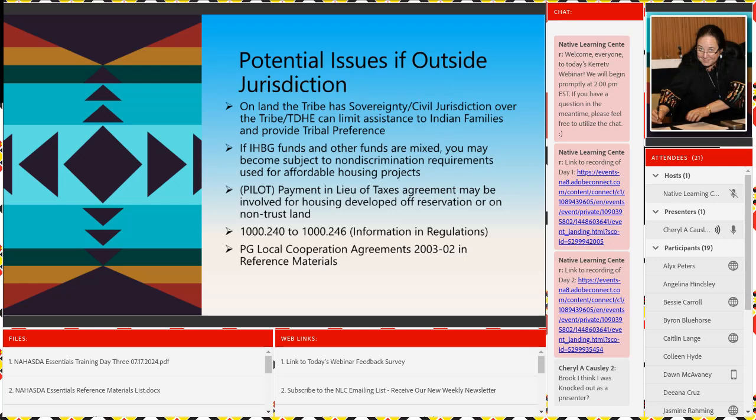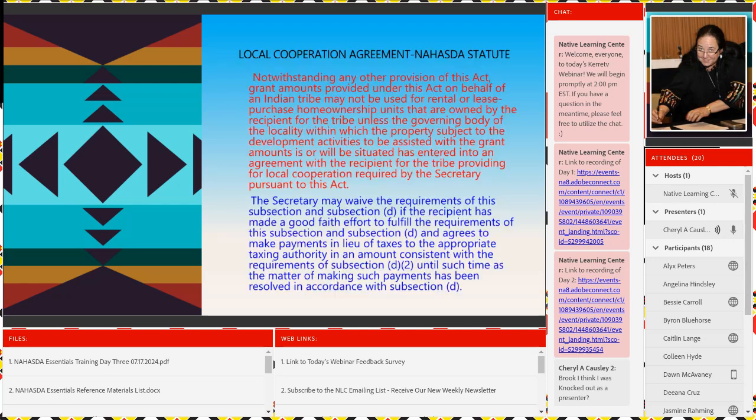So you can read about that in the regs at 240 through 246. And there is in your reference materials a local cooperation agreement guidance. It's 2003-02. So, happy reading. Make sure that if you're going to build off of the reservation, you're aware of that up front. So the local cooperation agreement within the NAHASDA statute, what does it say?